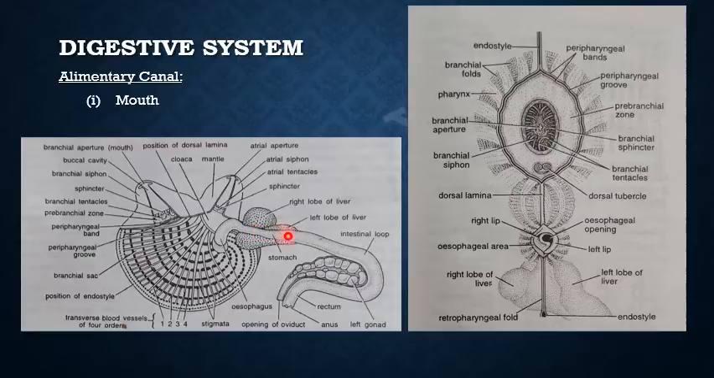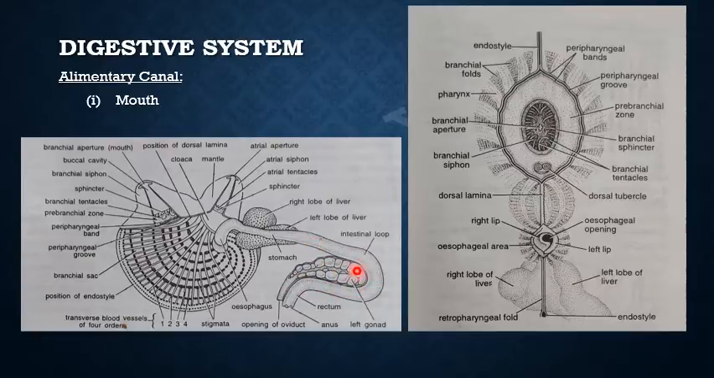You can see here that the stomach is not very well developed. It's just like a tube, because all the functions which are completed in the stomach in the higher animals, in the chordates, in protochordates, those functions are completed by the pharynx, and so the volume of the stomach need not be as large as in the higher animals.